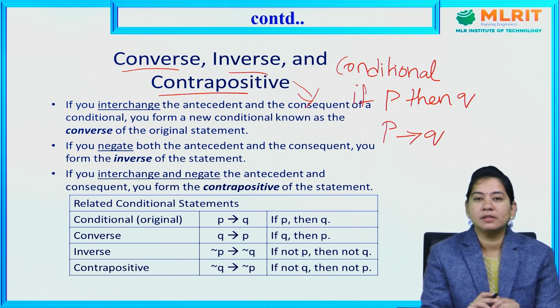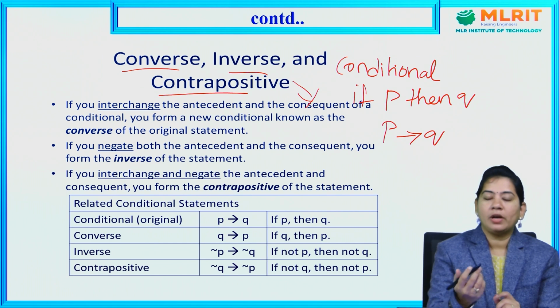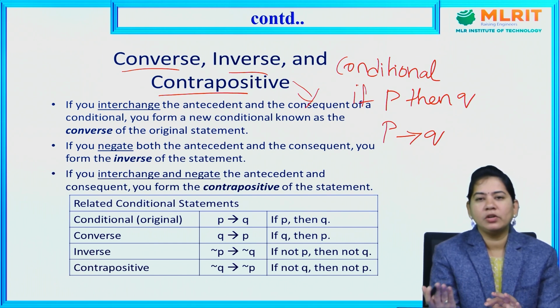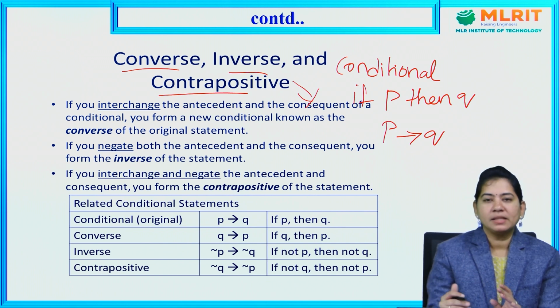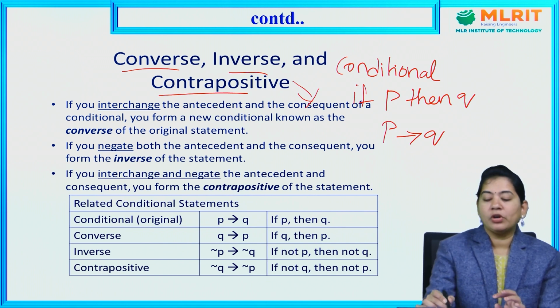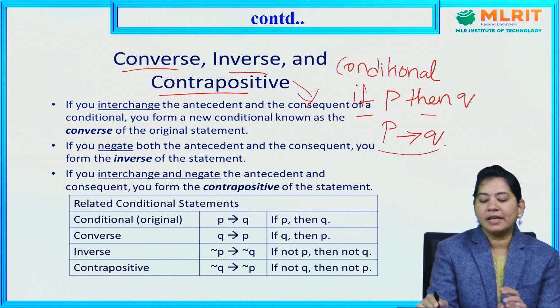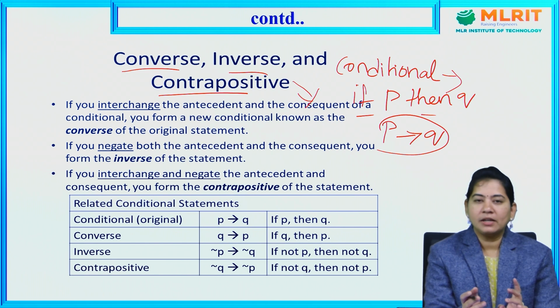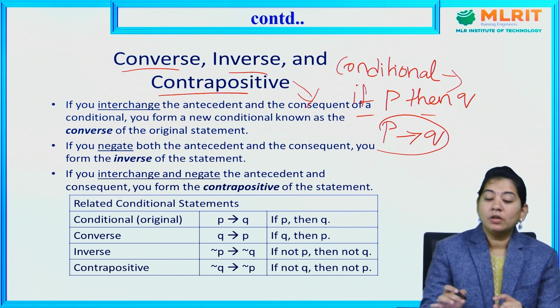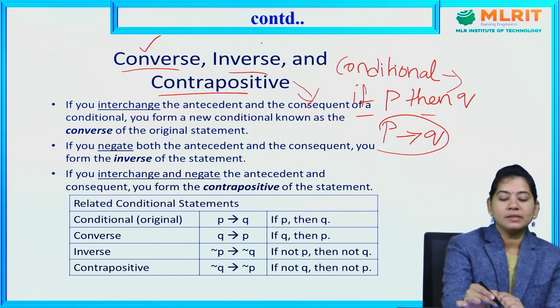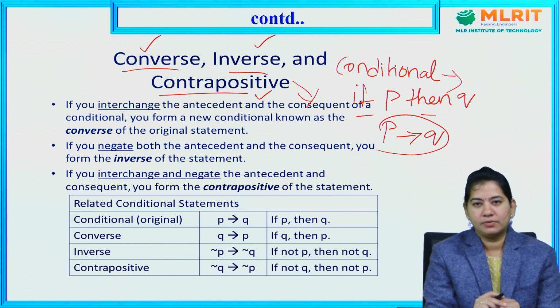For example, if you work hard then you will pass the exam. The P statement is you work hard, and pass the exam is the Q statement. If you apply if-then here, if you work hard then you will pass the exam, you form the conditional statement that we have already seen in the last session. Now from this conditional statement we can form three new conditional statements, and those are called converse, inverse and contrapositive.